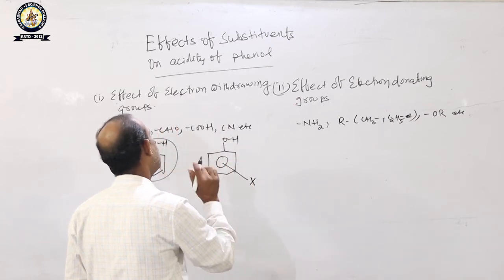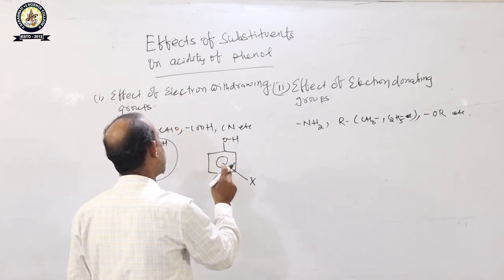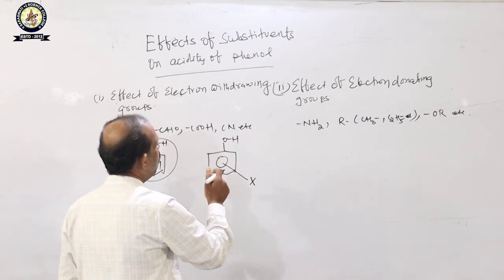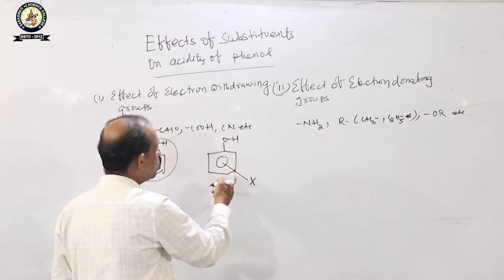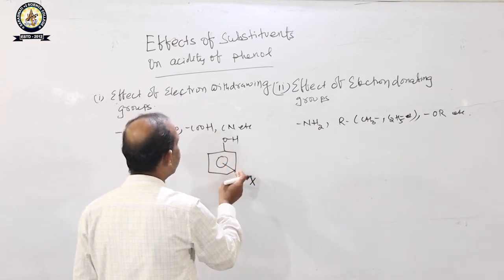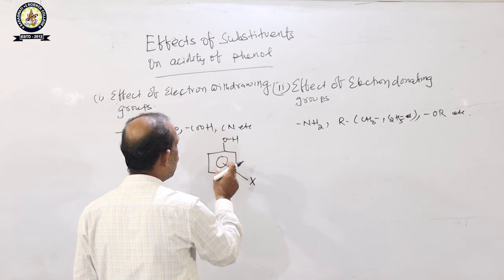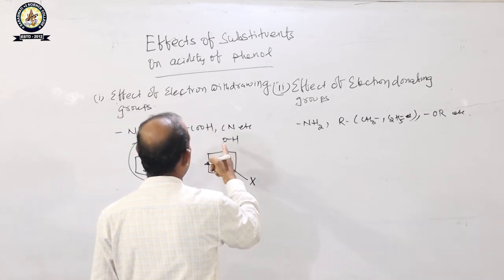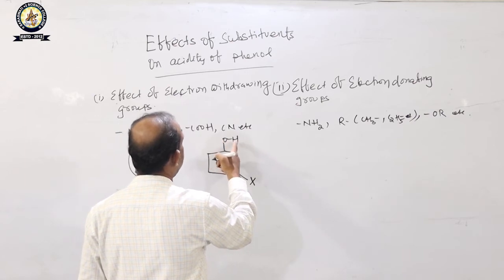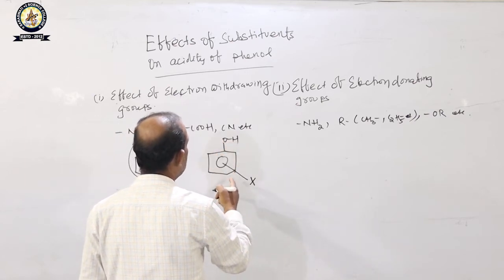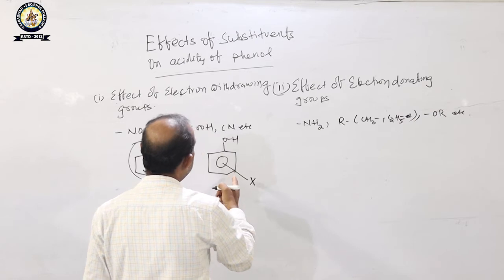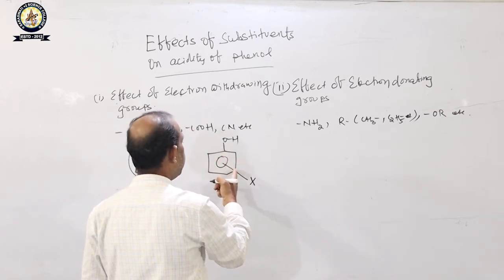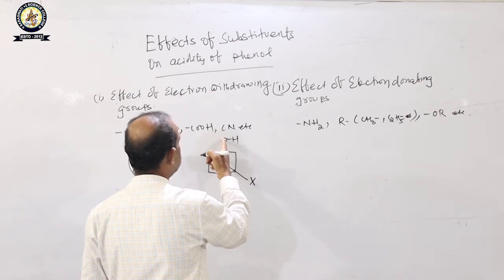So what will happen when an electron withdrawing group is attached to the phenol? Electron withdrawing group means it will decrease the electron density. Now the bond between oxygen and hydrogen will be weakened. The electron density of the benzene nucleus will be decreased. That will affect the oxygen also.